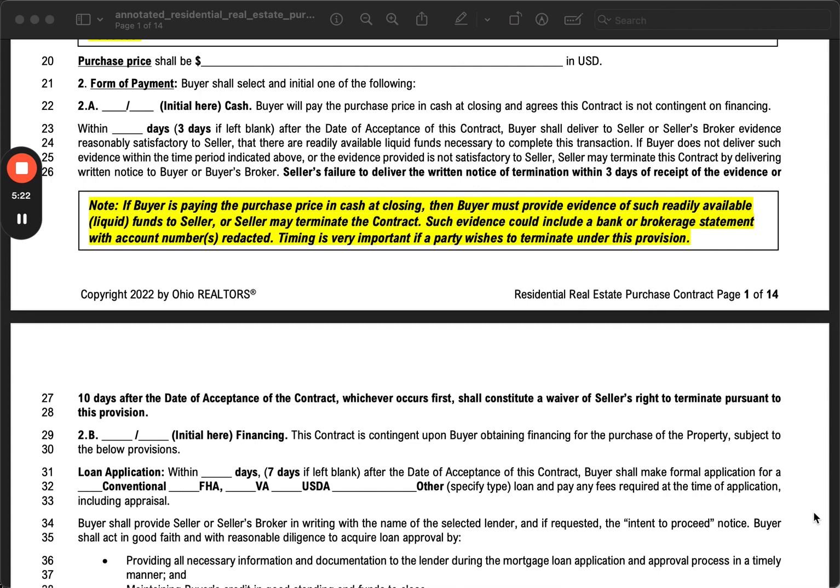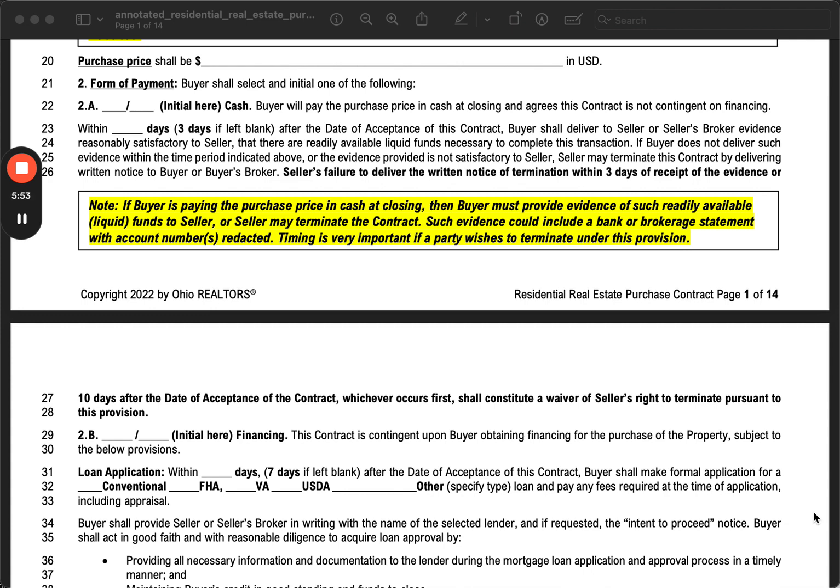Line 23. Now, this is an area where default dates start to show. This purchase agreement has default dates throughout it. This is the first example. Within blank days, 3 days if left blank, after the date of acceptance of this contract, the buyer shall deliver to the seller or the seller's broker evidence reasonably satisfactory to the seller that there are readily available liquid funds necessary to complete this transaction.